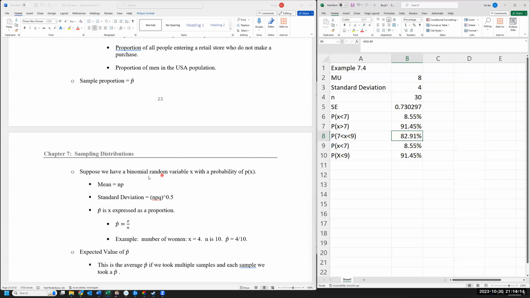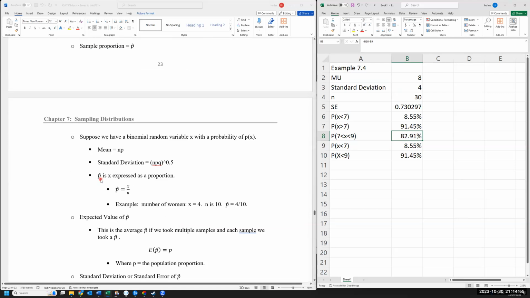So we have a binomial random variable. That means it could take yes or no, or true or false, or black or white, or red or purple, just two values. And the probability of taking on a specific value is P. Then the probability it doesn't take on that value is Q, or 1 minus P. So the standard deviation is n times P times 1 minus P, or Q, to the 1/2 power, or square root of that.